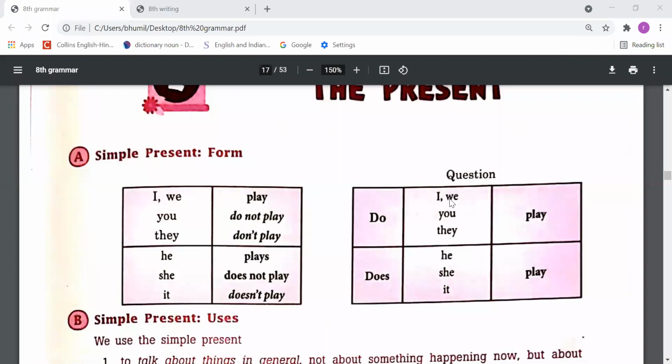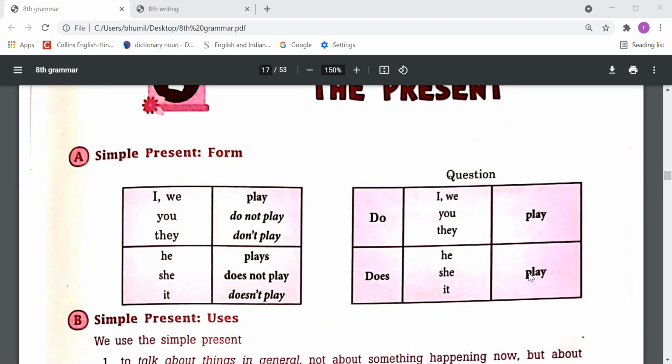Simple present form. With I, we, you, they, we need to use the root form. When the sentence is negative, we should use do not, then the root form. And with he, she, it, we need to use the third person singular form, meaning root form plus S or ES, like plays. When the sentence is negative, we need to use does not, then the root form. When the sentence is interrogative, we first need the auxiliary verb, do or does. And with do or does, we should always use the root form.